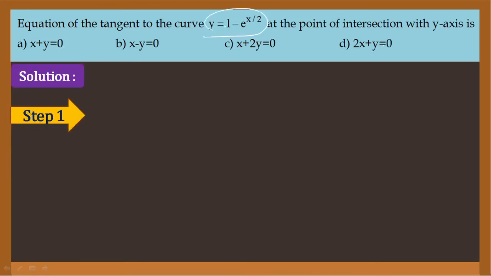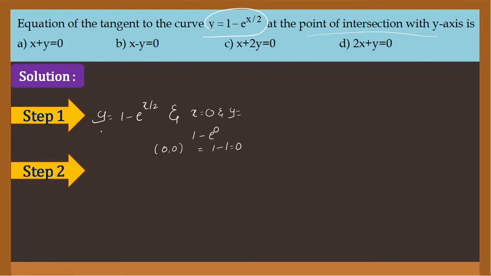The given curve is y equals 1 minus e power x by 2, and we need the point of intersection with the y-axis, that is, where the x coordinate is 0. Substituting x equals 0, we get y equals 1 minus e power 0 by 2, which is 1 minus e power 0, that is 1 minus 1 equals 0. So the point is (0, 0).